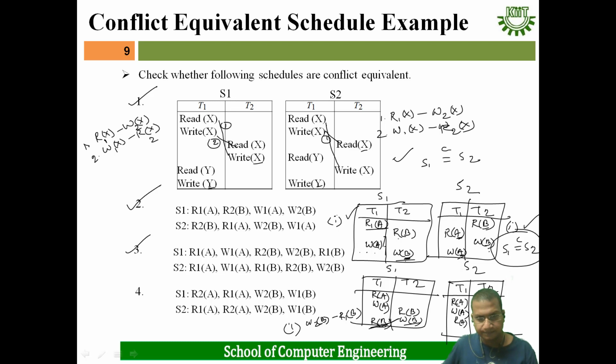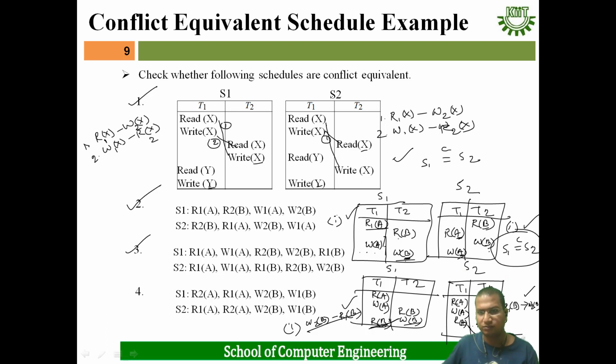All are A. In S2, read B is there. This one is your read B. Read B to write B, yes. But here R1B to W2B. Both of the conflicting operations are different. Here W2B to R1B, T2 to T1. Here T1 to T2 is present. Okay, the conflicting operations are different.